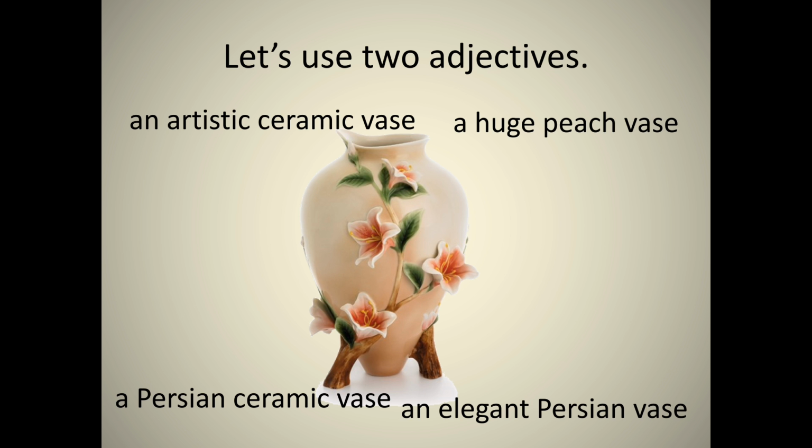An elegant Persian vase. Elegant is my opinion about it. Somebody else might think that it is not elegant. So it is my opinion, my observation, and Persian is the origin. So my opinion will come first and the origin will come later. So this is how you choose adjectives and then you put them in the correct order. Let's look at some sentences.